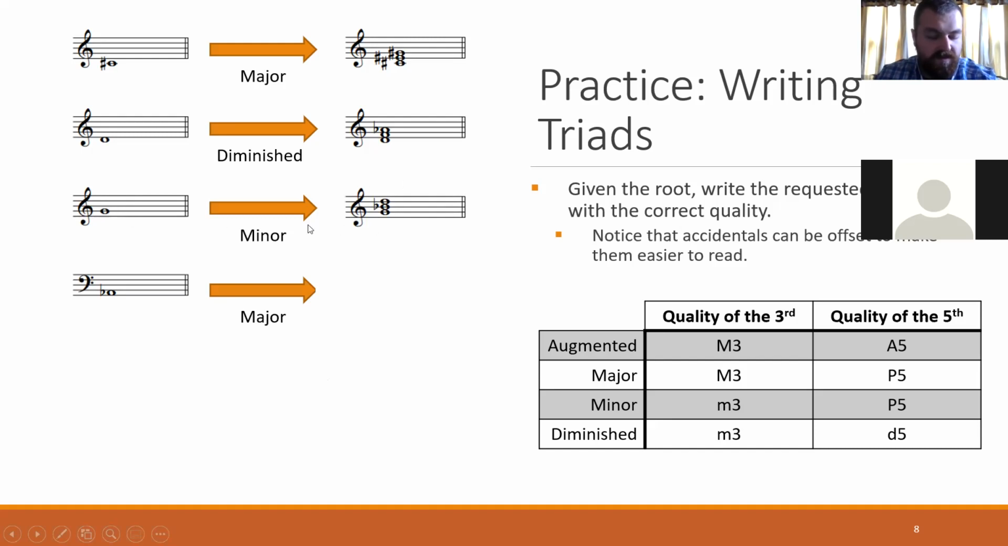So this is kind of like the notes that we have if we had scale degrees 1, 3, and 5 in a minor scale. That would be the same as a minor chord here. Okay, major. I think we've got three more of these. Major, A flat in the bass.